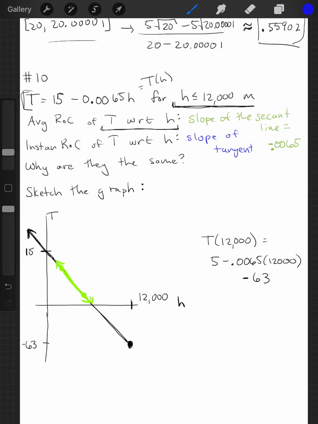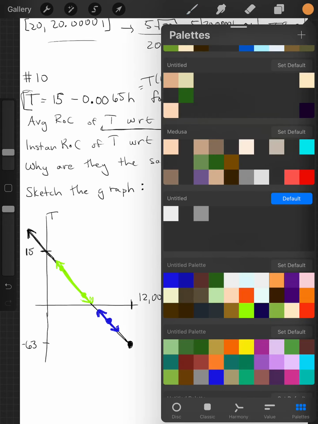Right? And the slope of the tangent, the way you can think about the tangent is you pick one point on the line, just one, and then you draw a straight line that is as close to the function as it can get at that point. And it turns out that a straight function that is as close to the straight line that goes through a point as it can get is just the line through that point again, right? So that's going to be negative 0.0065.